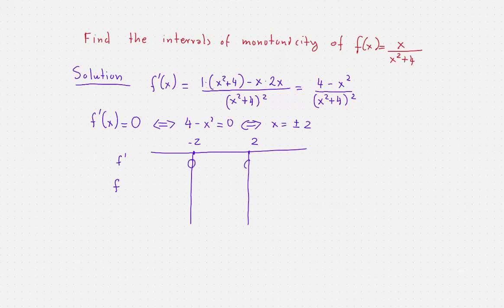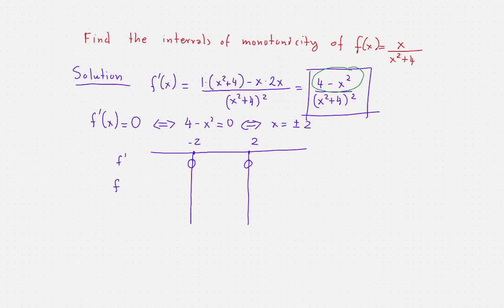And in order to find the sign of f prime, take a look at f prime. This is f prime. We only need to focus on the numerator. Why is that? Because the denominator is a square and it's always positive. So let's start with the interval from 2 to infinity. Plug in a huge number, let's say 1,000. Then you will get 4 minus 1,000 squared. That will give you certainly a negative number. So it has to be negative here.